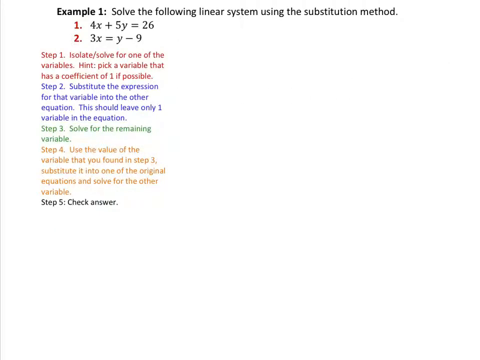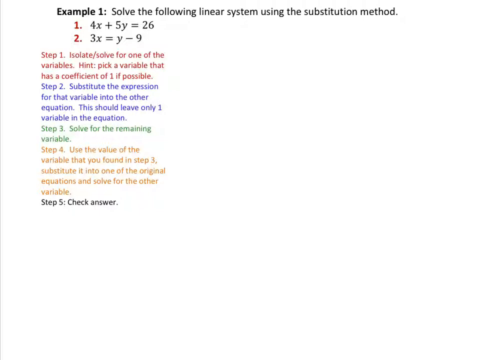Okay, so let's look at our first example. Here we have 2 equations. Equation 1 is 4x plus 5y equals 26, and equation 2 is 3x equals y minus 9. These are both linear equations, so let's solve for them algebraically using the substitution method.